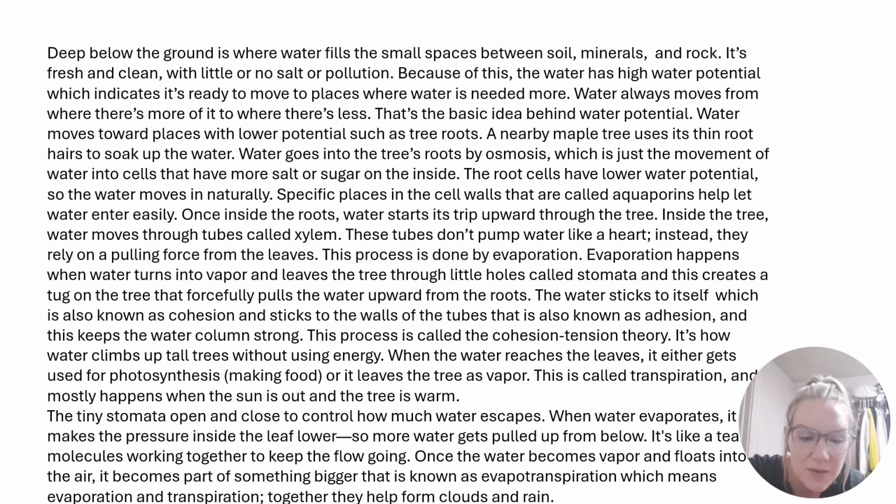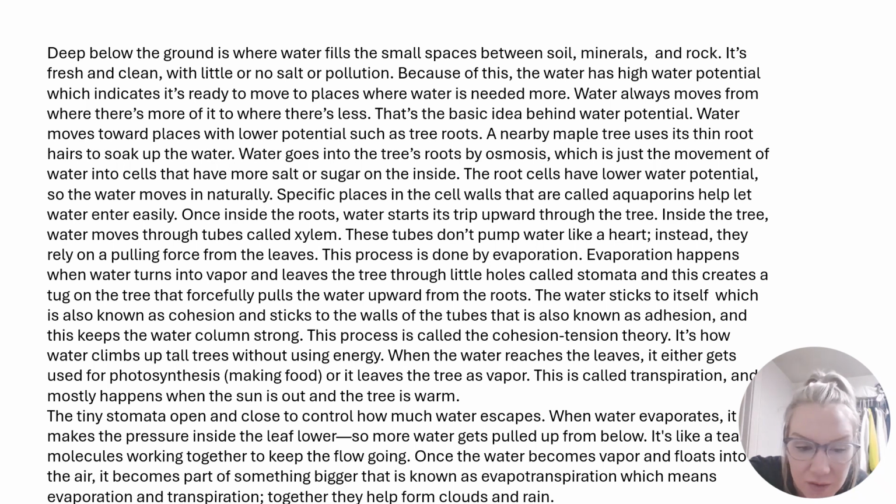It's how the water climbs up trees without using any kind of energy, and when the water reaches the leaves, it either gets used for photosynthesis, which makes the food, or it just leaves the tree as vapor. And this is called transpiration, and it mostly happens when the sun is out and the tree is warm. The tiny stomata open and close to control how much water escapes. When water evaporates, it makes the pressure inside the leaf lower, so more water gets pulled from below. And the molecules are working together to keep the flow going.